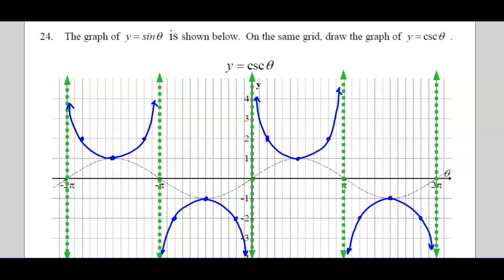The original had a range between -1 and +1. Are there any values between -1 and +1 for y in the reciprocal function? No. It's everything except those. So really, it's from 1 to infinity, or -1 to -infinity for the range. So they don't have a maximum or minimum value. Really, this point here, the value of 1, is what we call a relative minimum point.